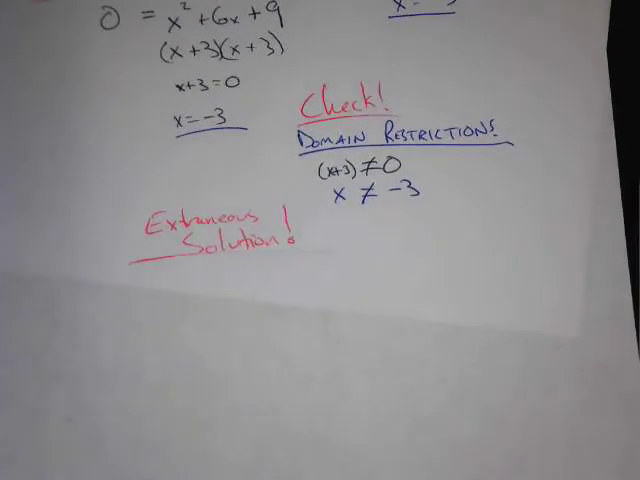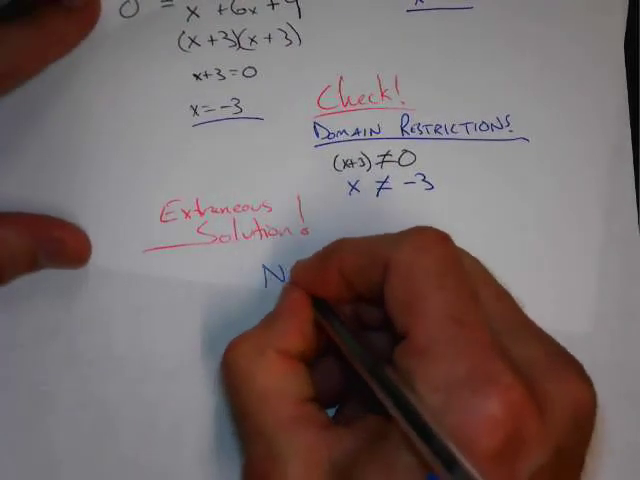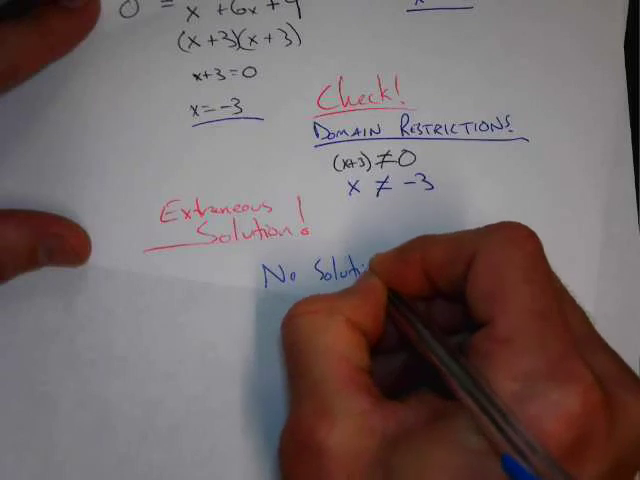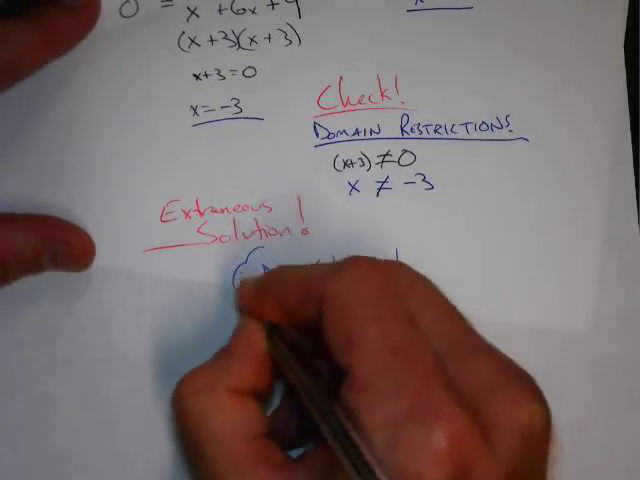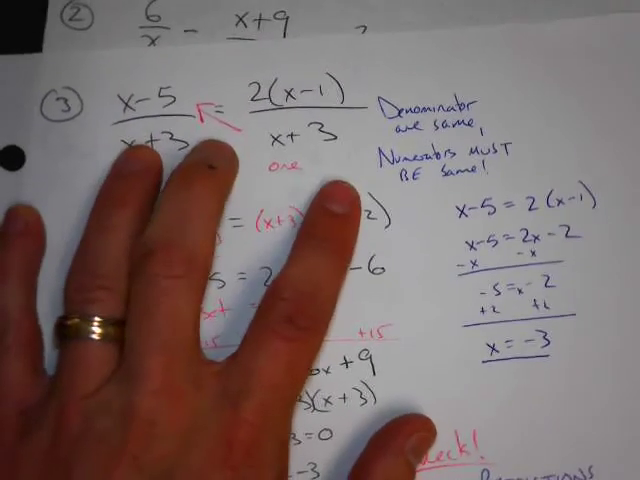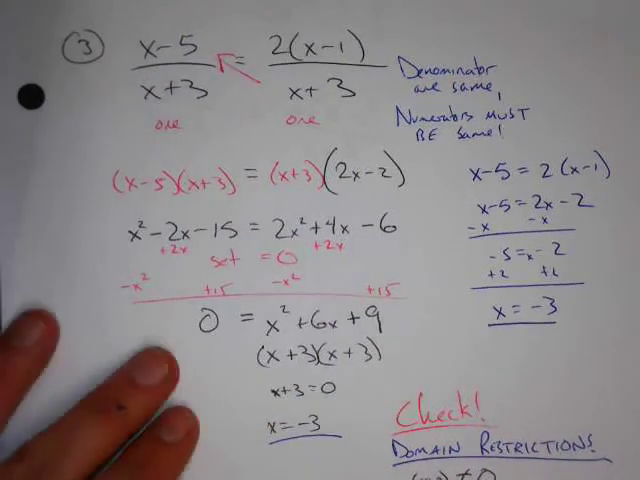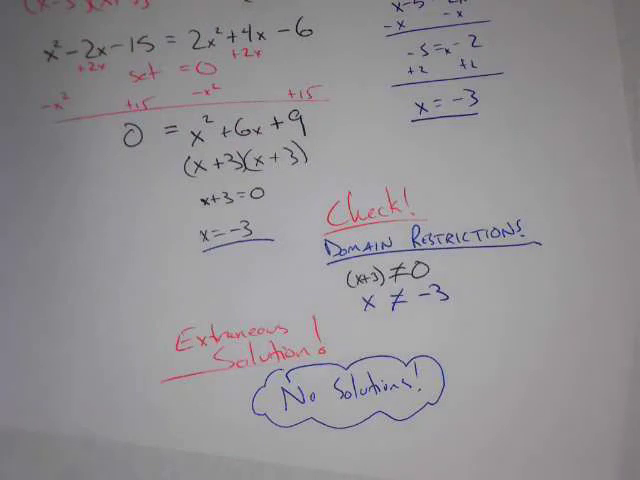We said x is equal to negative 3, but x can't equal negative 3. That's an extraneous solution. So what does that mean? That means there are no solutions. There are no solutions to this. No solution. Empty set. Null set. There is no solution to this. So this equation, there is no value for x that would make that a true statement. So that's the importance of domain restrictions. That's the importance of checking your answers, okay?